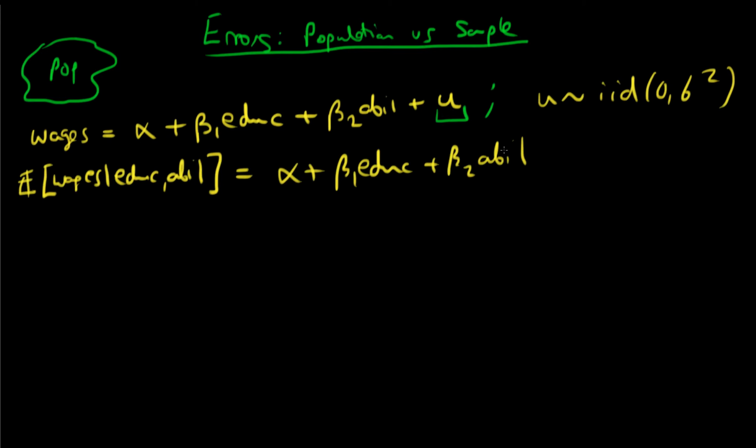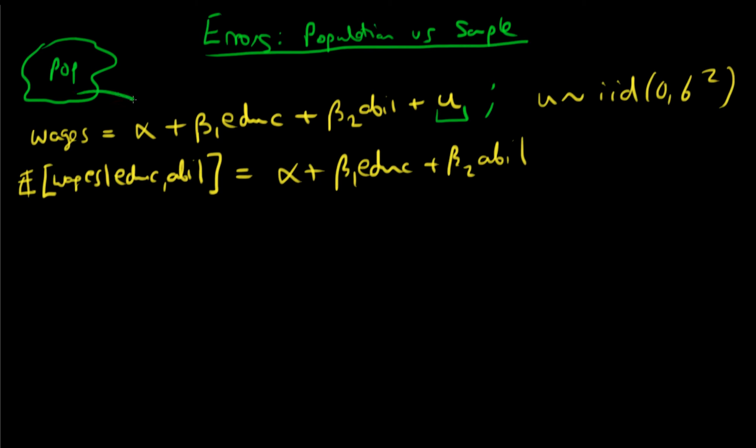You can think about someone with a given level of education and given level of ability who might choose to become an investment banker, in which case their U will be positive. They will earn an above average wage. However, someone with the same amount of education and the same ability might choose to become a university lecturer, in which case, given their level of education and ability, their actual level of wages will probably be less than the average. So U would be negative in this example. So that's the population error.